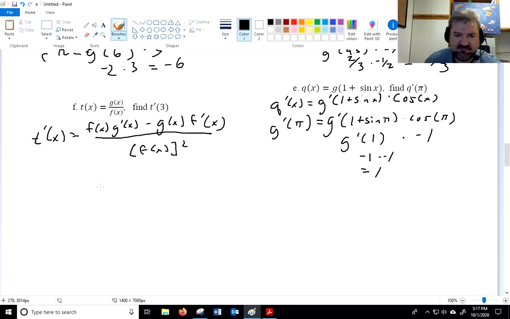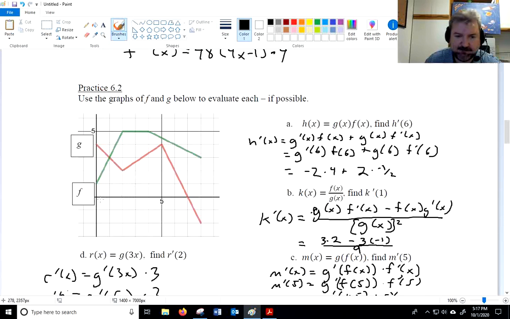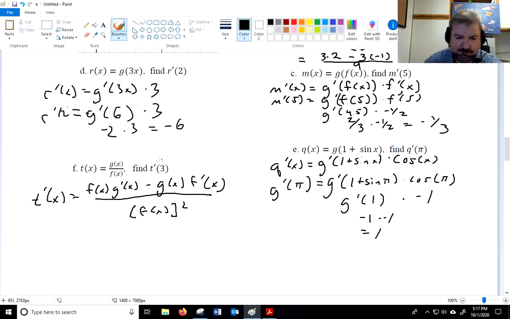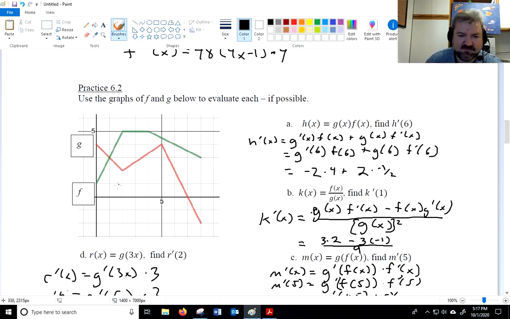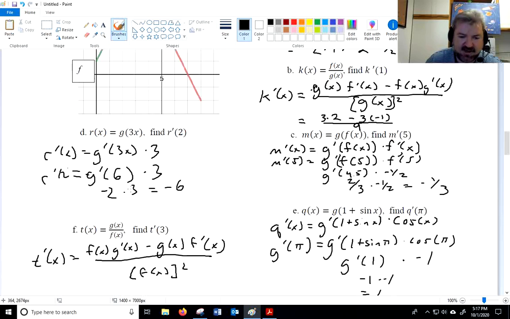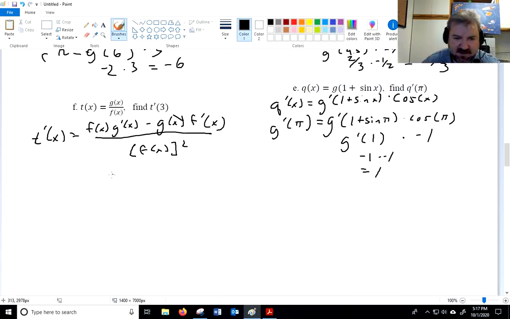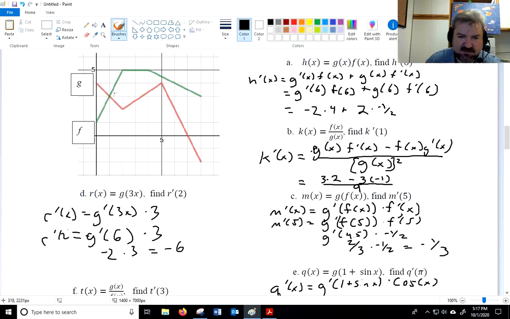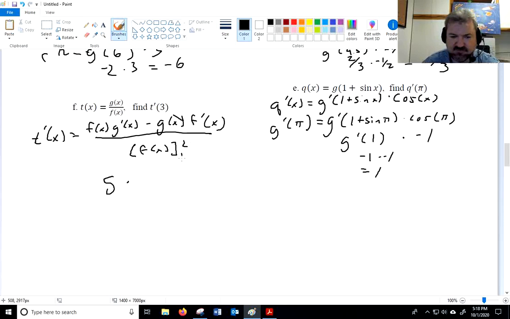I've got to do f of 3. What is f of 3? 1, 2, 3. f of 3 is 0. No, it's not. What am I talking about? The slope of f at 3 is 5. So that's 5. g prime of 3, so that's the red line. At 3, g prime is up 2 over 3. So 2/3.